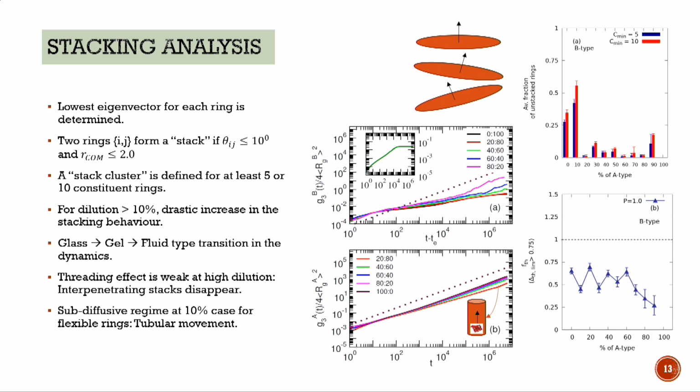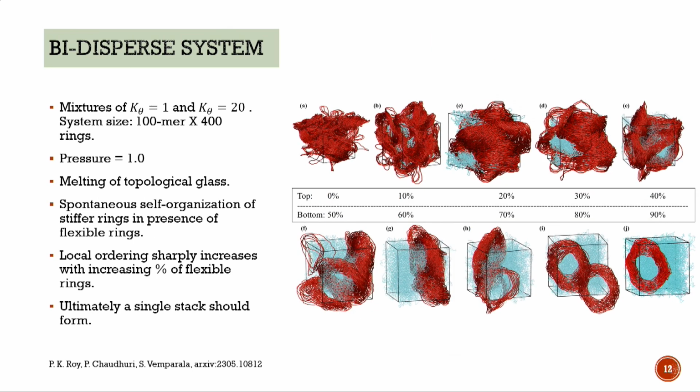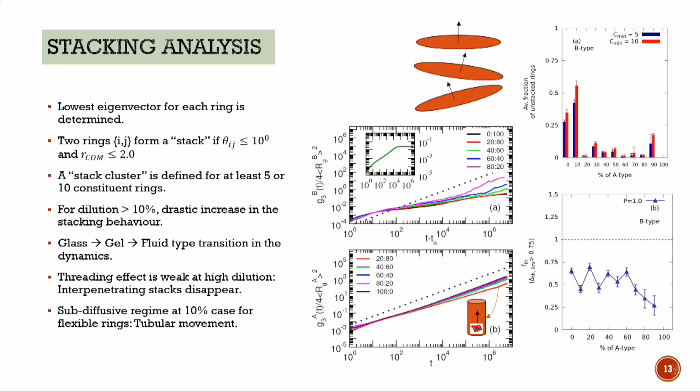On the other hand, for the flexible systems, I find that at very low concentrations of these flexible rings, there is a kind of subdivision that takes place. And the more we increase the dilution, it becomes very much diffusive. This subdivision was very interesting to us because we thought it might be related to the movement of these flexible rings through the bunch of stacks of stiff rings, where you can see the stiff ring columns forming. If the flexible rings are moving through these particular columns, one would expect this kind of subdivision to take place.